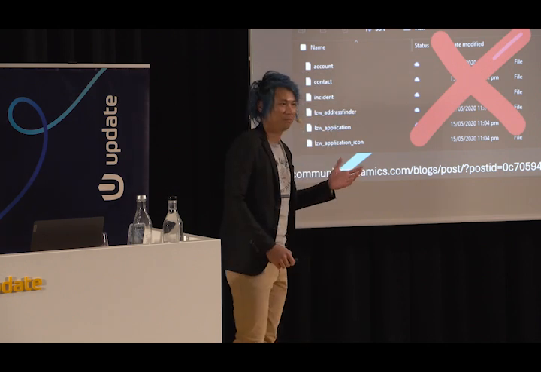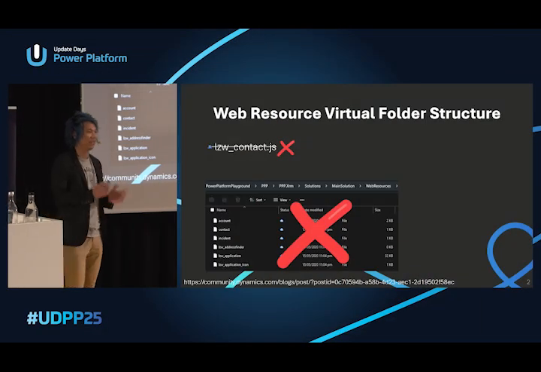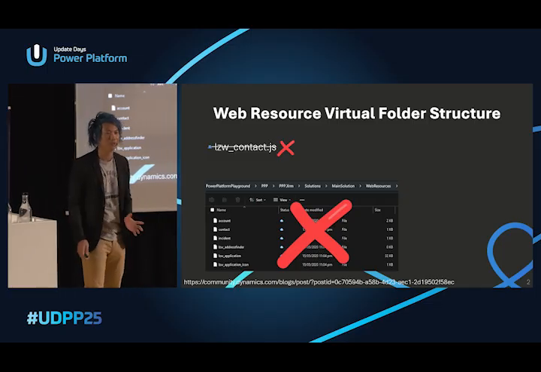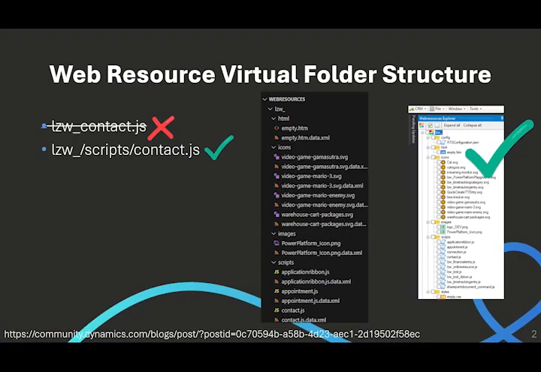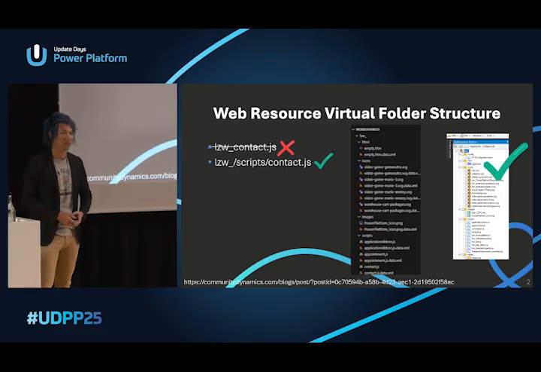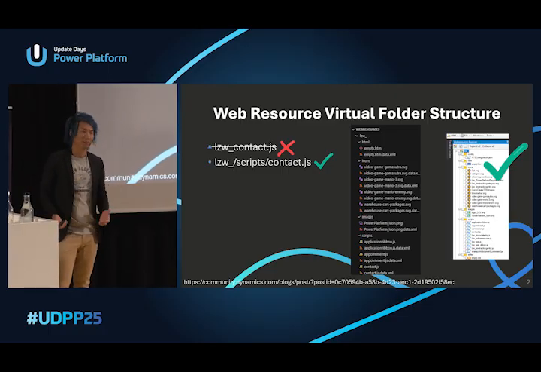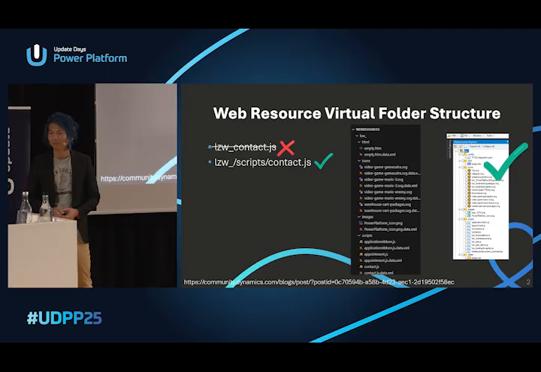They just create it without any extension, no folder structure. So one of the first beginner tips is just to create something like this. One, when you extract the solution, the files will be recognized by the file system, whether it's an SVG or JavaScript. And another, by having a folder structure, you get a proper structure in both the XRM Toolbox Web Resource Manager, as well as when you unpack the solution.